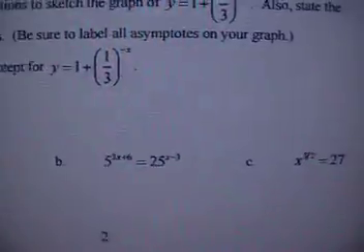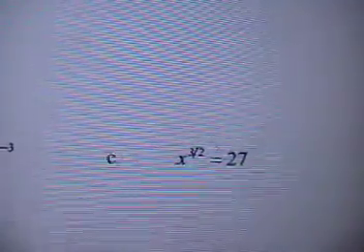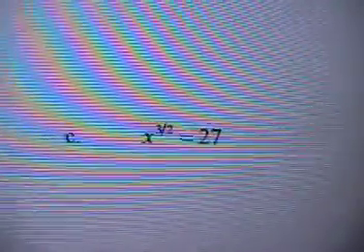The final one on number 11 is 11c. x to the 3 halves equals 27. So this one's a little different. This is not exponential because the x is in the base this time. So this is just about trying to get the x by itself. We have to get rid of that 3 halves exponent.